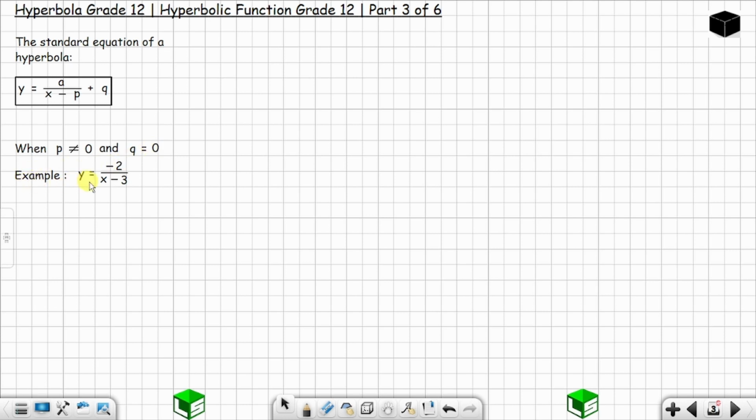If you have to draw this graph, it's going to be like this. We are going to analyze it. So this is the graph of what? y is equal to negative 2 over x minus 3. So this is the graph.